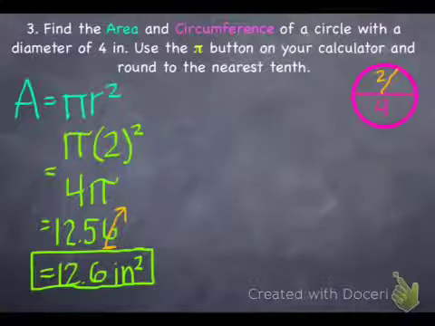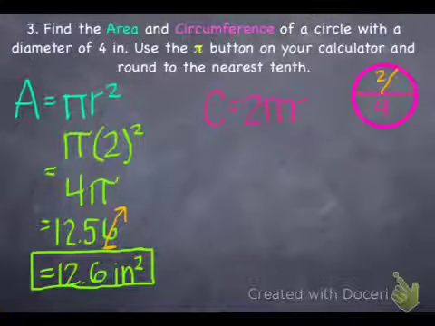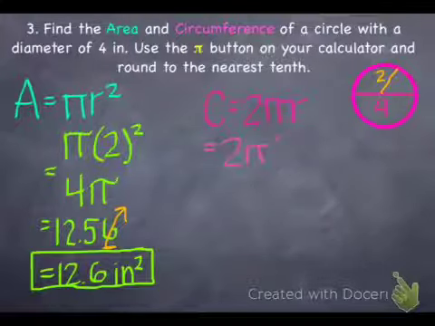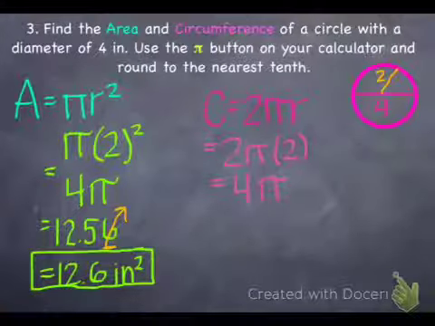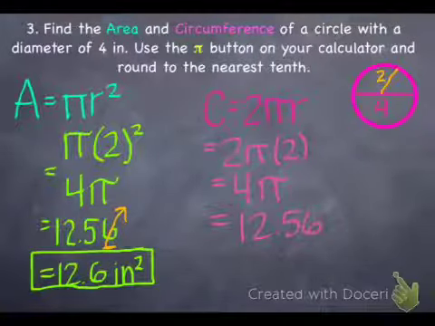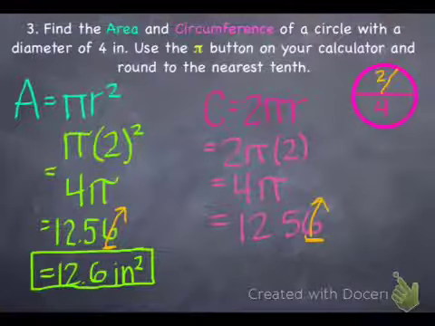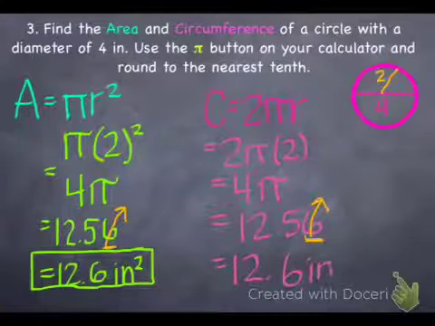Now for circumference. 2 pi r or pi d. So 2 pi, and then our radius is 2, which is going to be 4 pi. And lucky us, that's the one we just did, so it's going to be again 12.56, where we're going to use this number to determine if we round up or not, and we are going to round up, so it's 12.6 inches. And this one's just in inches, it's not squared.